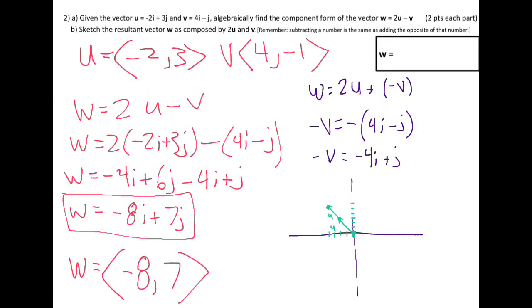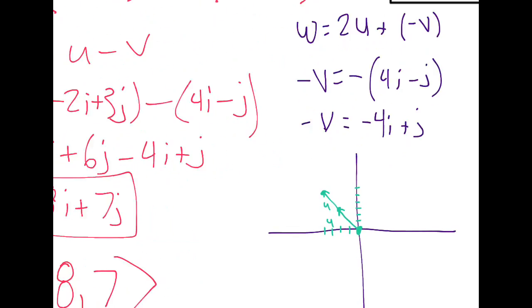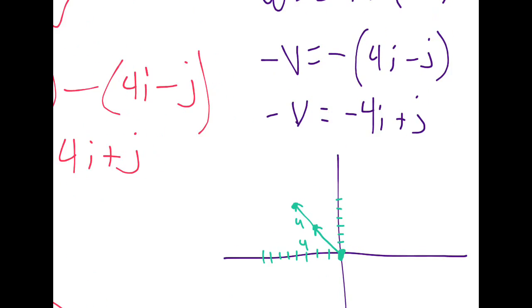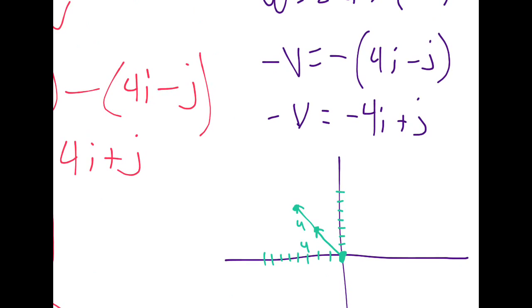So now we have 2u, and we're adding to it a negative v, and we found negative v to be negative 4i plus j. So another negative 4 in the x direction. So 1, 2, 3, 4 again. And now our vertical component is j. So we're going up 1 from there. So I'm going to dot that point in over here. Ooh, that was pretty inaccurate. How about more like that right there? Looks a little better. And now we're going tip to tail, so we end up right there.